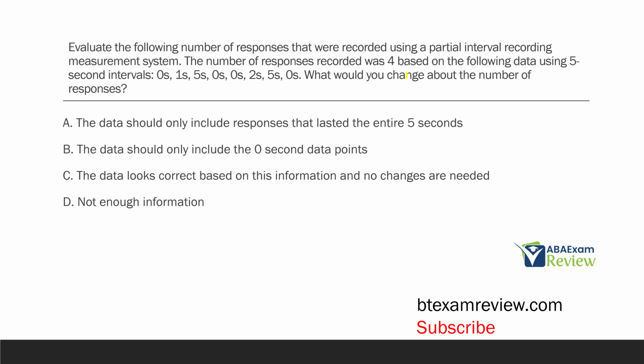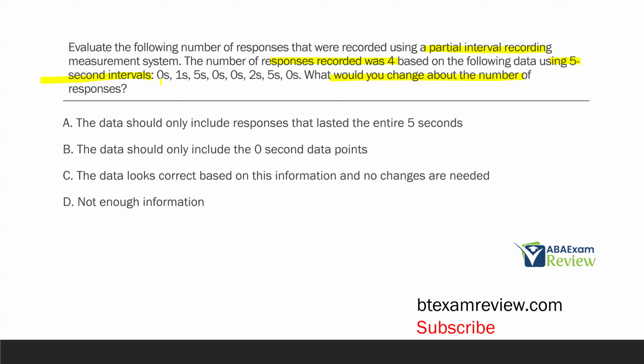That means we are recording behavior in intervals, and if the behavior happens at any point, it's a response. Now, we know that 4 responses were recorded, and we're using 5-second intervals. So let's look at our data.